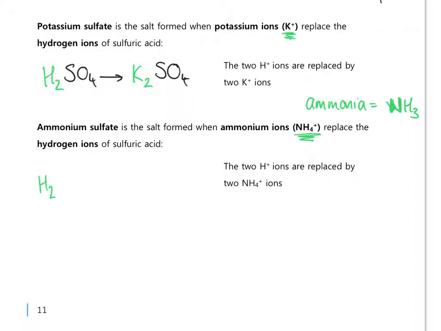Again, if we look at the formula of sulfuric acid, those hydrogen ions that I've drawn in green are replaced by ammonium ions. Again, you can see that ammonium ions have the same charge as hydrogen ions, so I need 2 of them as well for my formula. So I put that in brackets because I need 2 of the whole ion. I couldn't put a 2 without the brackets.